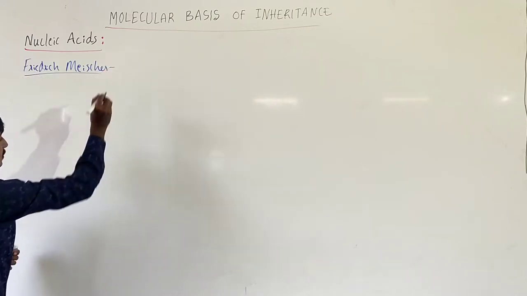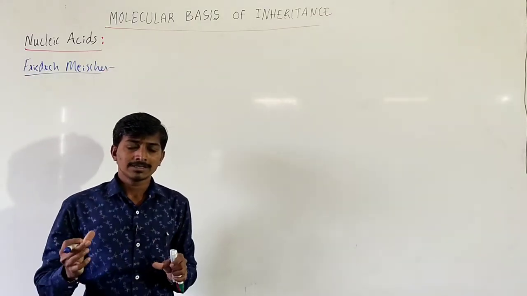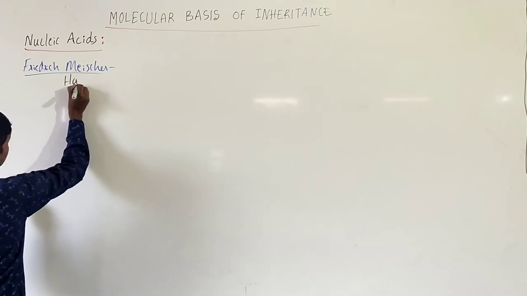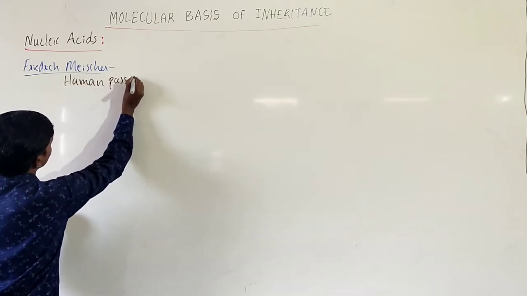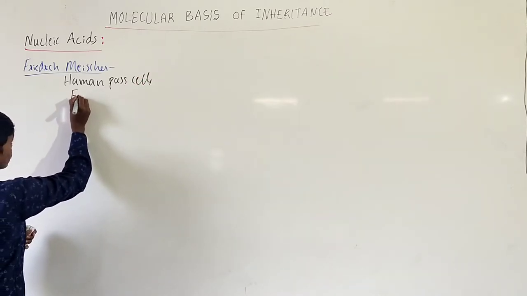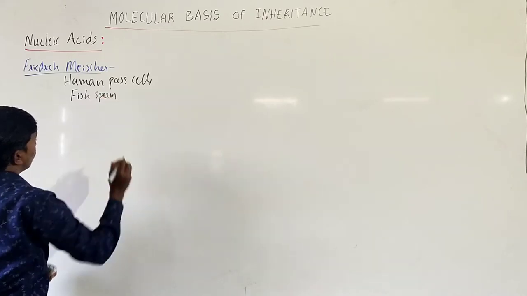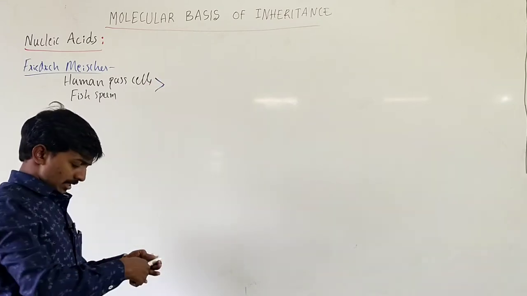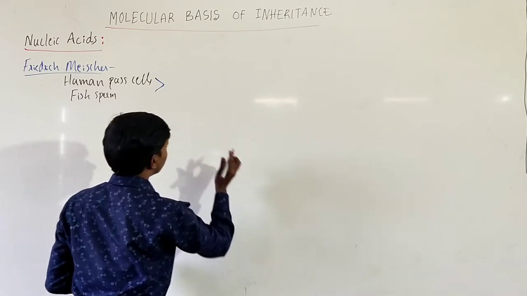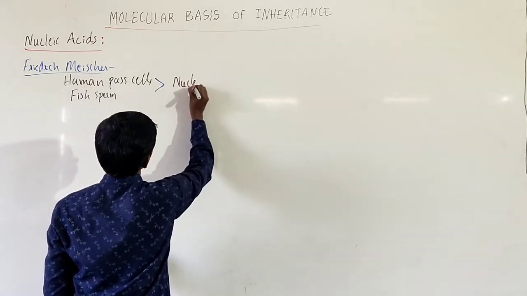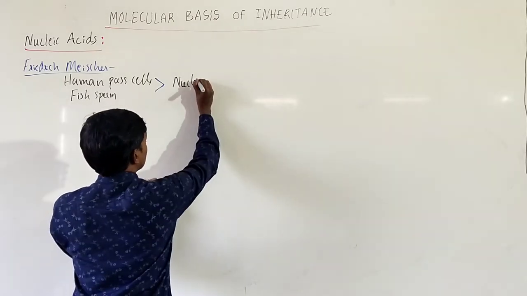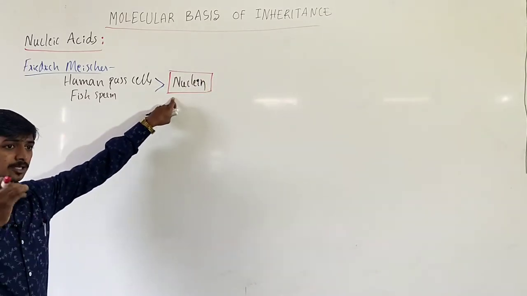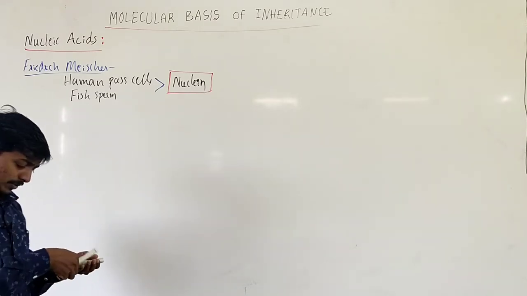Frederick Miescher analyzed the nuclei of human pus cells and fish sperm, and in them he found a substance, and that substance he named nuclein. Okay, remember the word nuclein, the term he coined for the substance present in human pus cells and fish sperm.